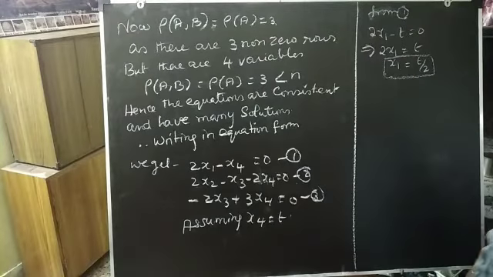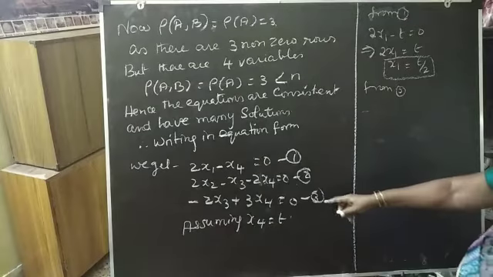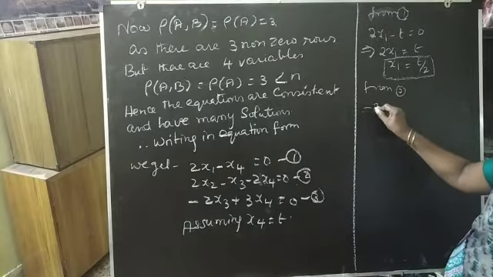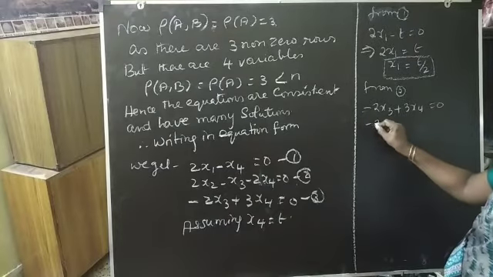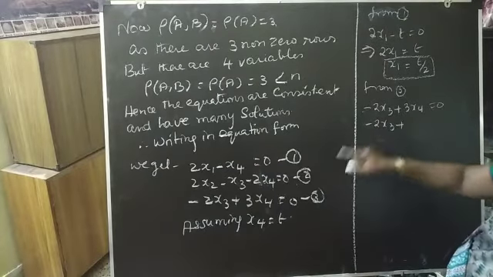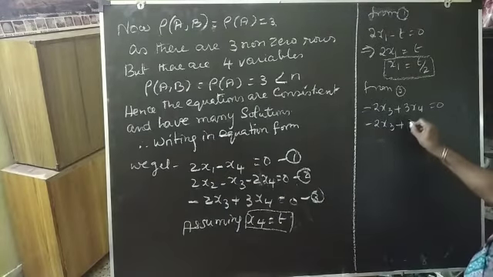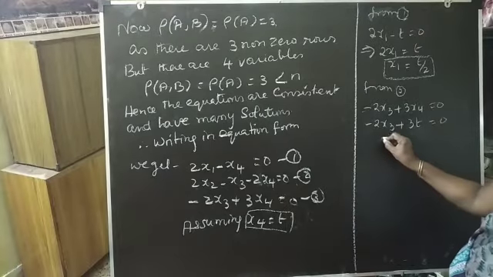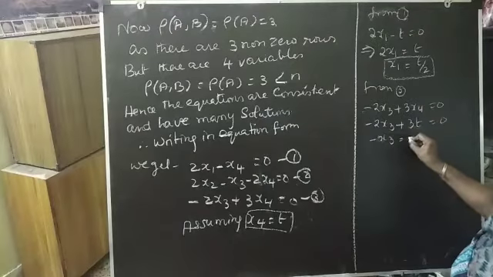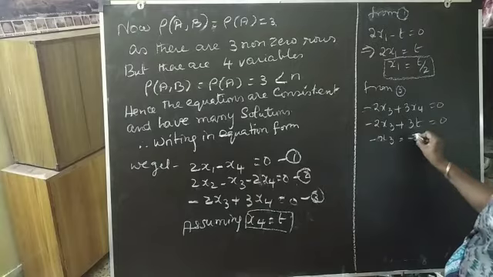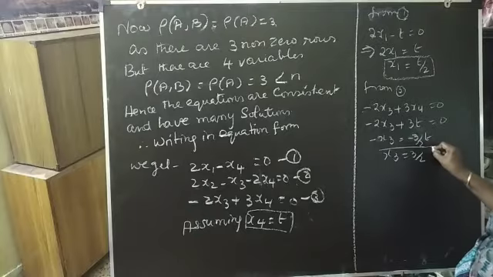Now we can substitute in equation 3. The third equation is minus 2x3 plus 3x4 is equal to 0. Minus 2x3 plus 3t is equal to 0, as x4 is equal to t. So minus 2x3 equal to minus 3t, so x3 is equal to 3 by 2t.